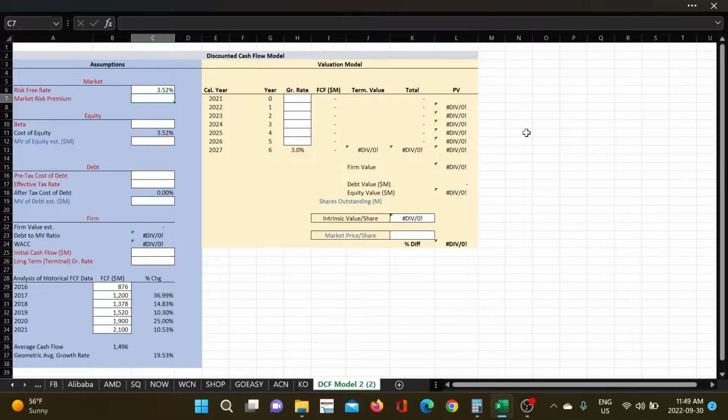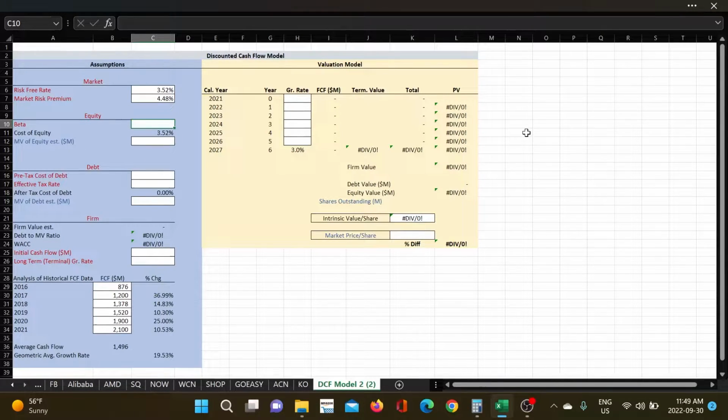So in this case, I'm going to use a standardized return of 8%. And if I subtract 3.52%, I'm going to come up with 4.48%. And so the market risk premium is exactly as it sounds. It's the risk premium you get on top of the risk-free rate for investing in a riskier asset class such as equities. Next up, under the equity assumptions, we have the beta.